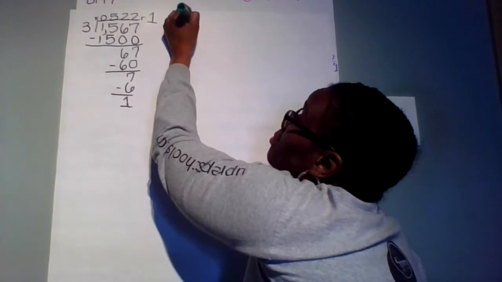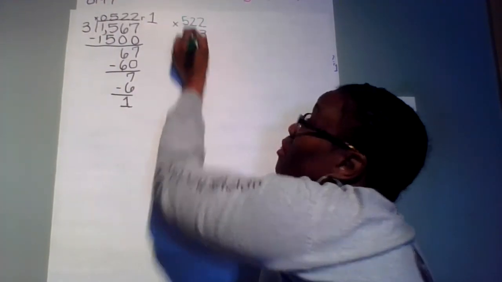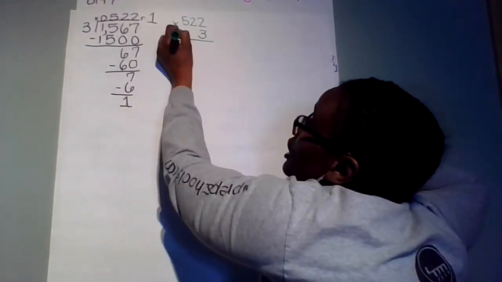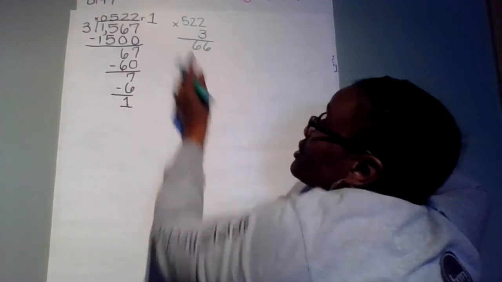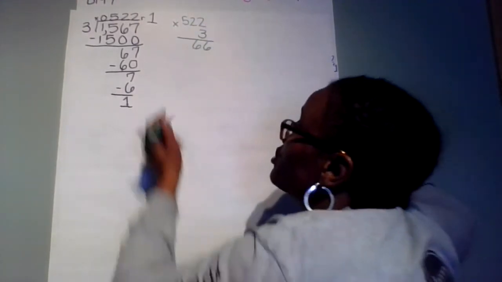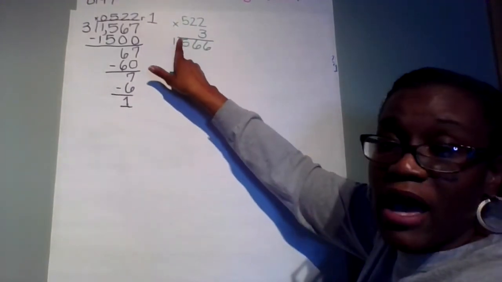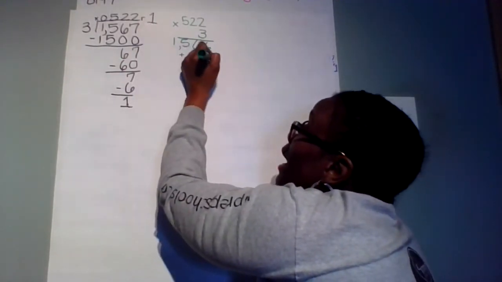Remember, we are multiplying the quotient times the divisor. 3 times 2 is 6. 3 times 2 is 6 again. And 3 times 5 is 15, leaving us with 1,566. But please do not forget to add in your remainder.